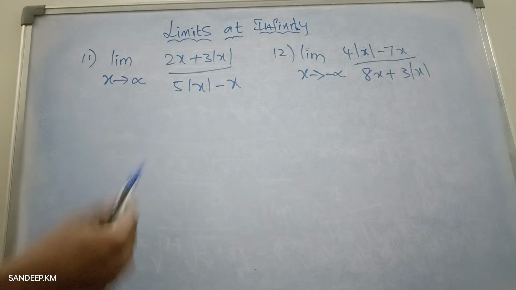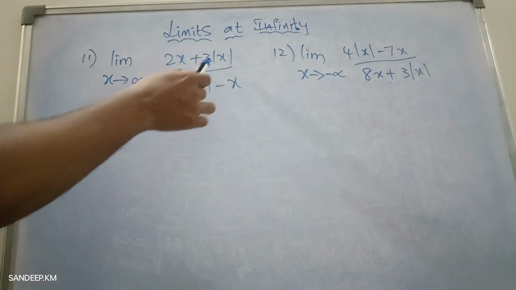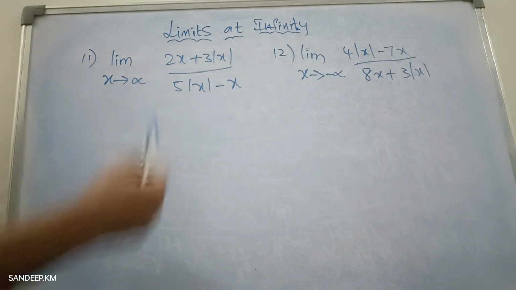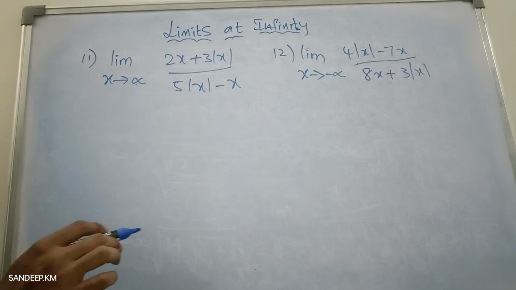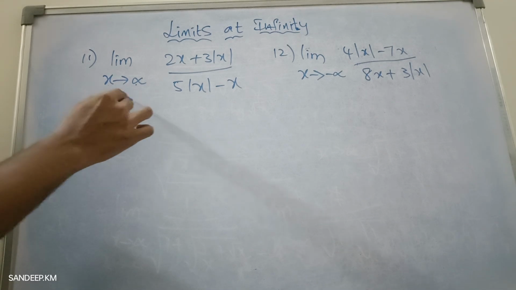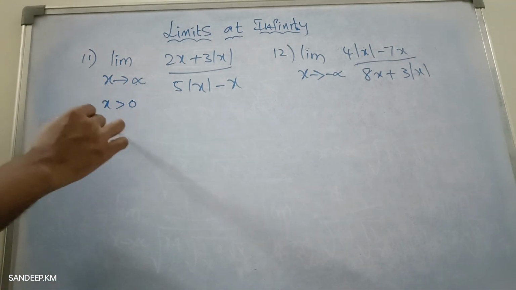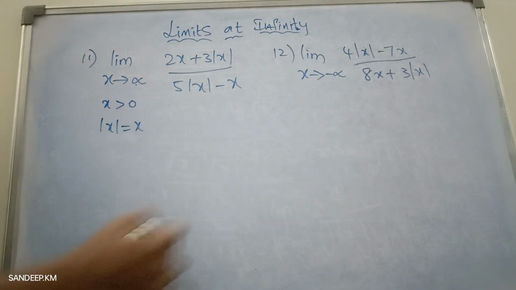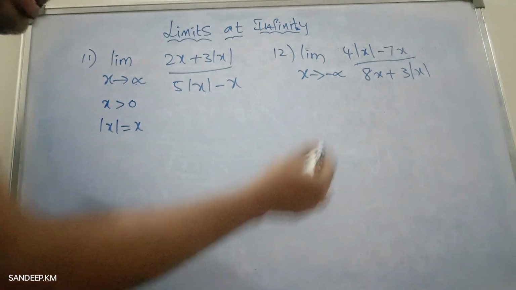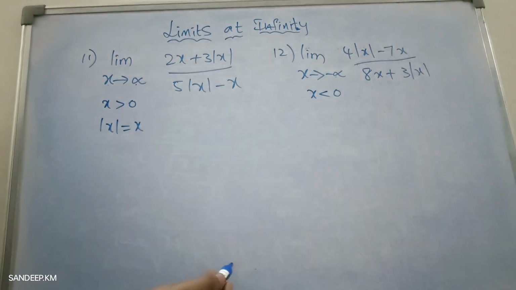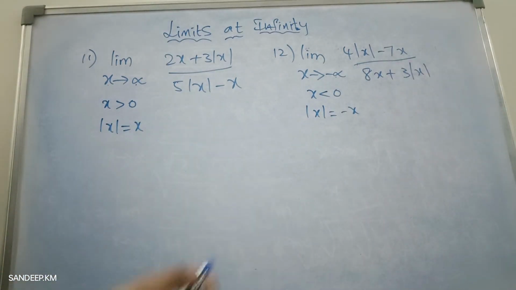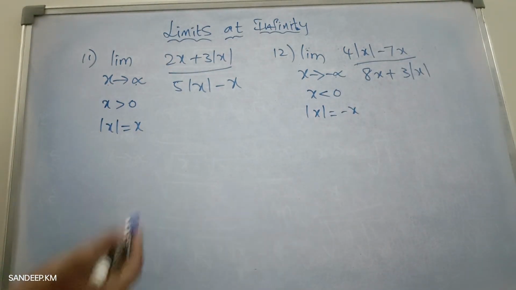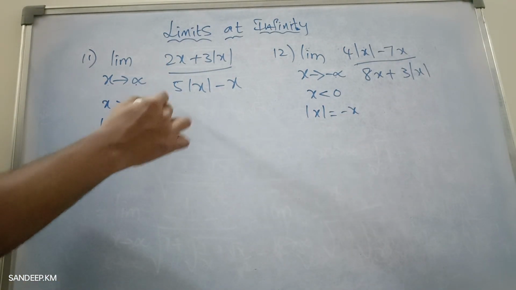Okay, 11 and 12 are the same model which contains the modulus function. Now let us see how to answer these questions. Now when x approaches infinity, obviously x is a positive number, right? Then mod x will be taken as plus x, and here x is approaching minus infinity means x is a negative number, right? Obviously, so mod x will be taken as minus x. You should have known the definitions of mod functions.